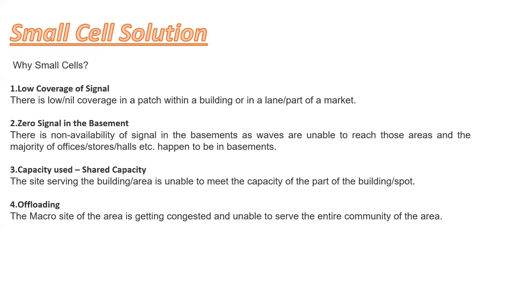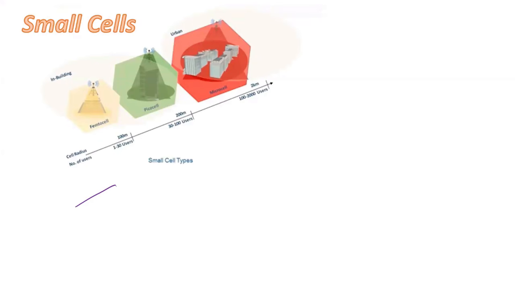So again, why small cells? Very self-explanatory. Depending on the specific needs of the customers, small cells can be used to enhance the coverage and capacity where a macro solution may not be possible or may not be fully efficient, right? They are used to improve low coverage of a signal. If you have zero signal in the basement, then a small cell solution can be used. Then capacity can be improved with the help of small cells, and we can offload the macro site as well, right? So what are the various types of small cells?